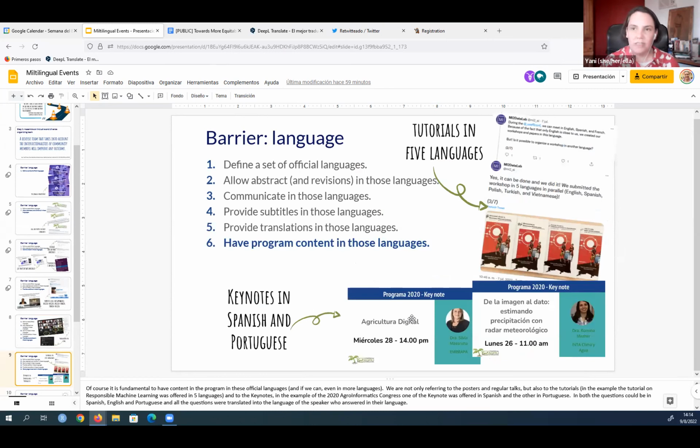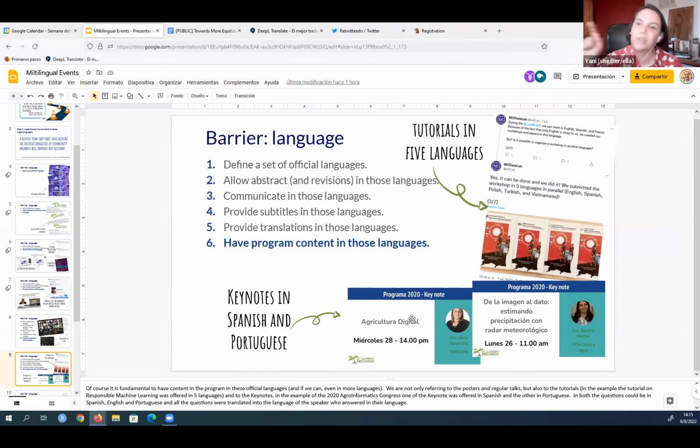Have program content in those languages. This is also a way to show that you have scientists, members of your community, with quality content to share in the native language. So for example, here we have tutorials. We provide tutorials in Portuguese, in English, and Spanish, and in French, in Spanish, and in English. And for example, this one was provided in 5 languages: Polish, Turkish, Vietnamese, English, and Spanish. And the keynotes also in these languages.